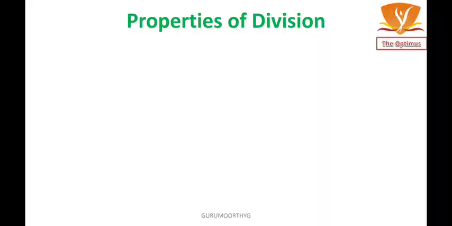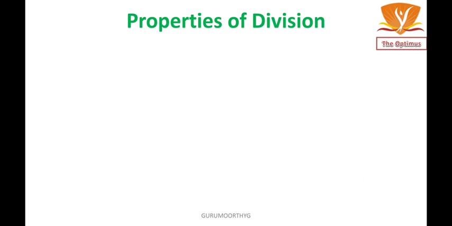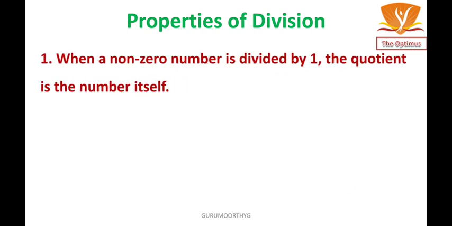Next topic is properties of division. Dear kids, assume I have 7 pencils. I want to give to one student. Possible to give how many pencils? Yes, 7 pencils. That is property 1. When a non-zero number is divided by 1, the quotient is the number itself. Example, 7 divided by 1 equals 7.